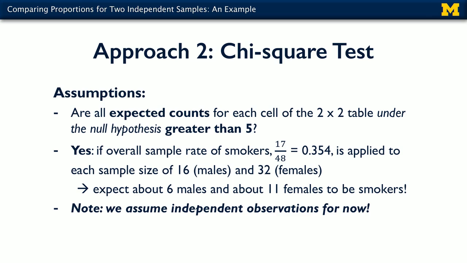So in all 4 cells of this 2x2 table, we would actually have more than 5 individuals. So that assumption seems justified in this particular case. So that seems okay despite the small sample sizes. And we are going to assume that within each of these 2 groups, we have independent observations on this indicator of whether or not you smoke. So it seems like we're okay, barely, but we're okay with our assumptions in this particular case for the chi-square test.